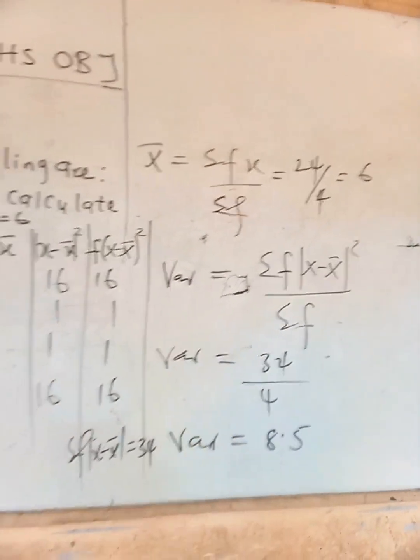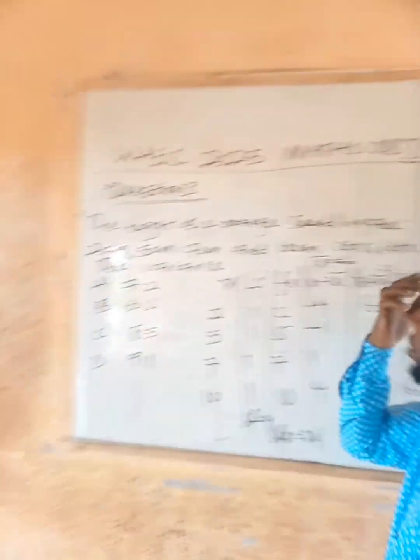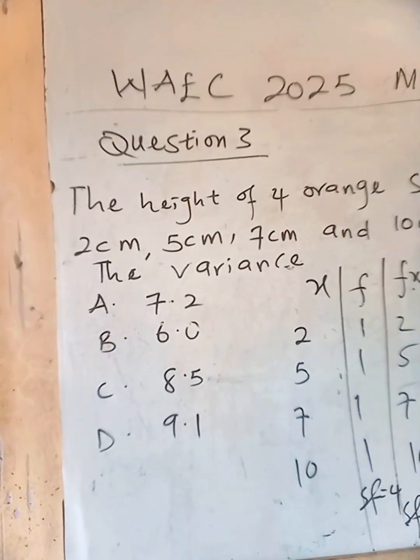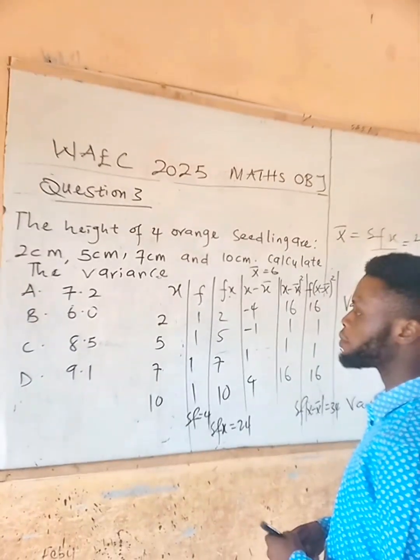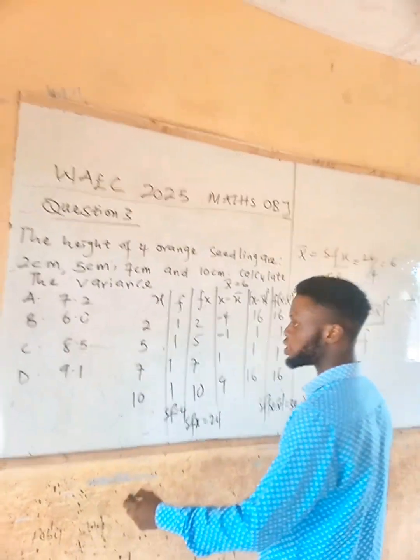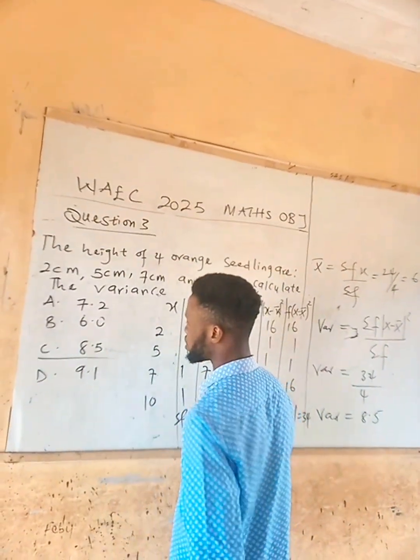So let's go back to the options and pick the correct option. A is 7.2, B is 6.0, C is 8.5, and D is 9.1. So option C is correct.